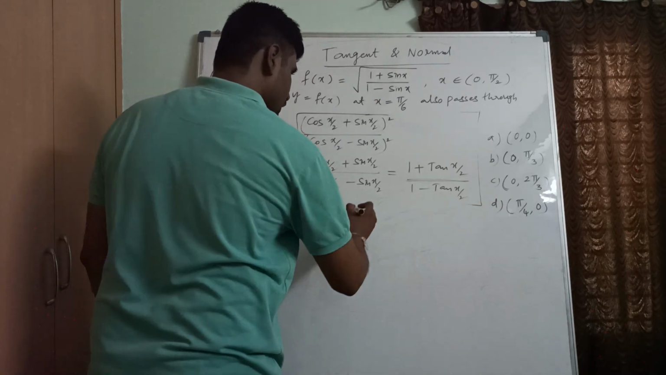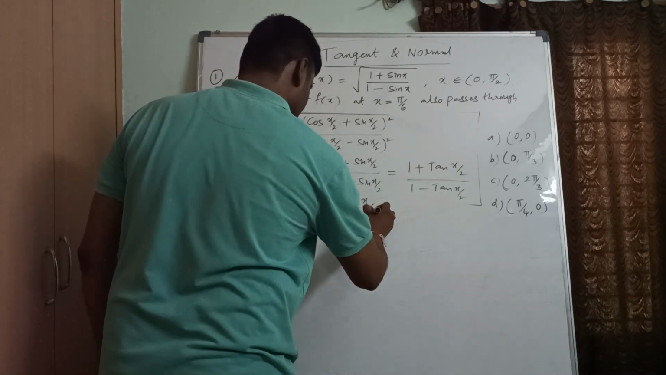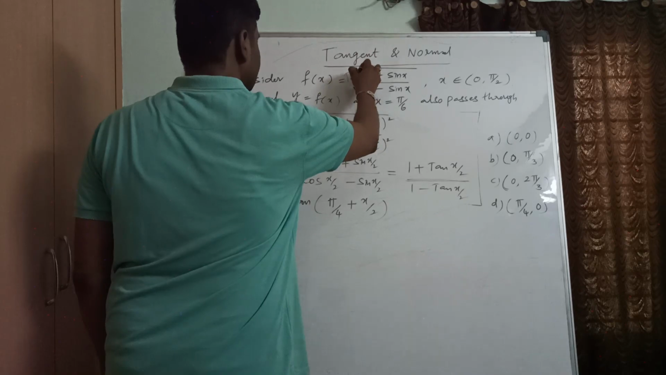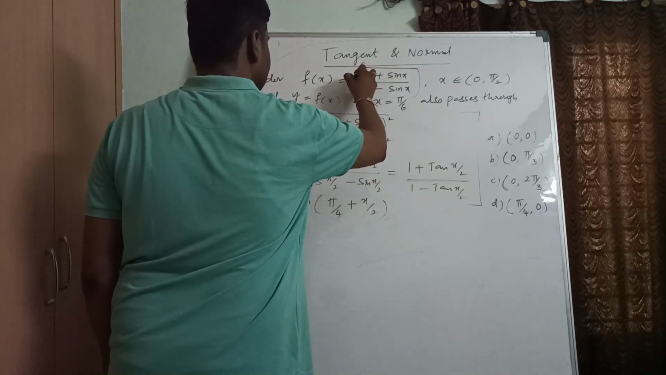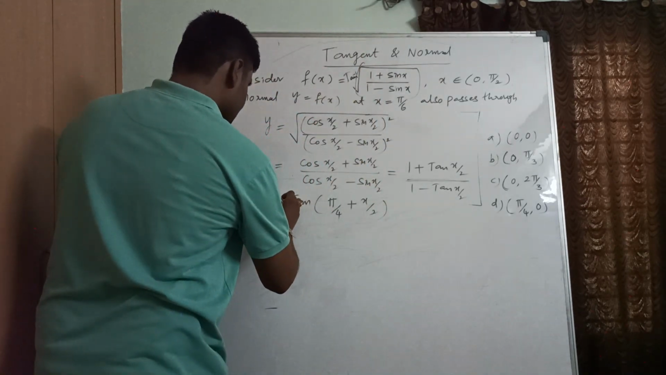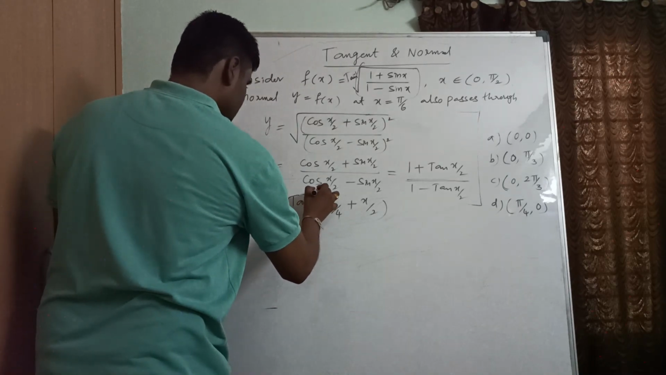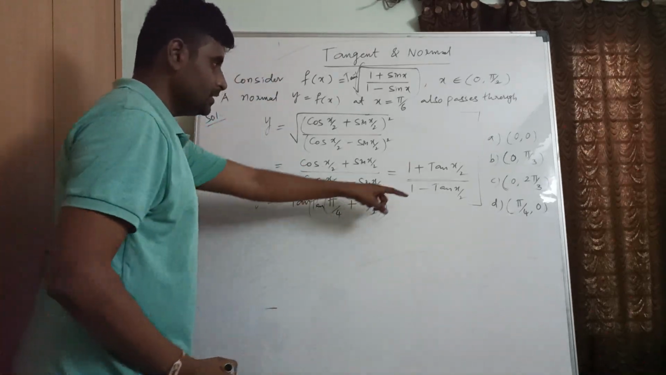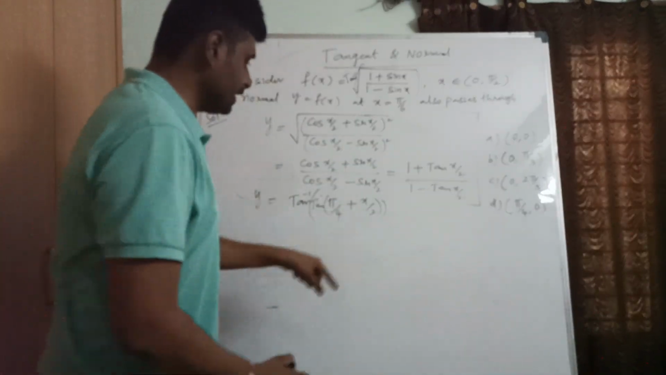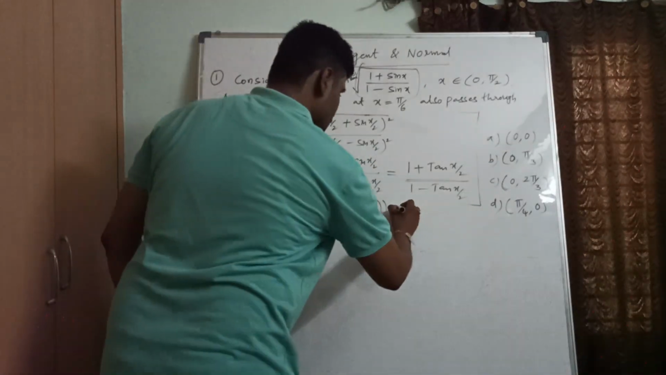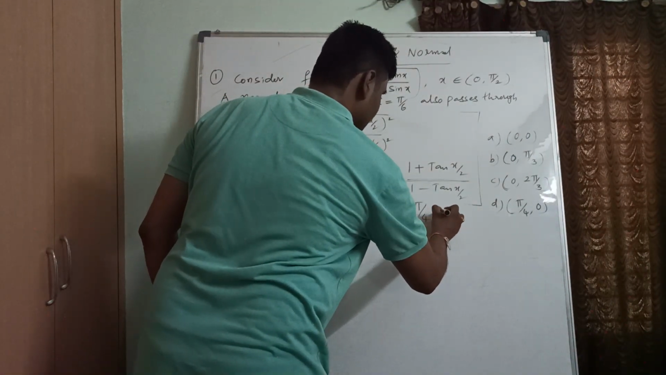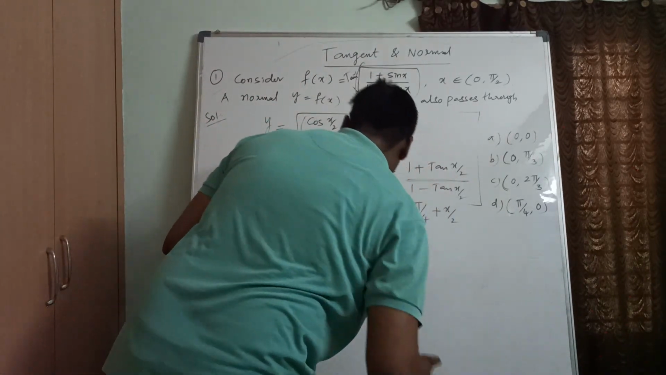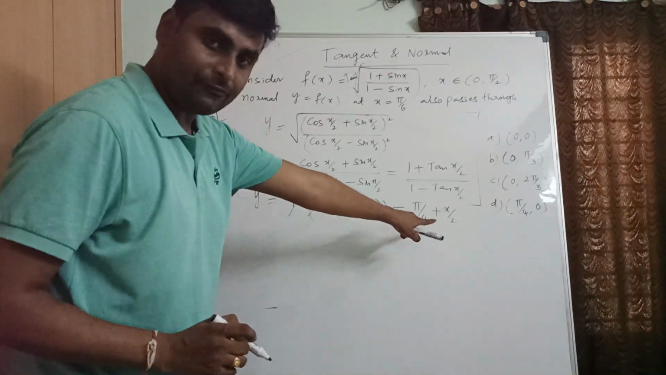45 plus x by 2. Okay? So sorry, here this is tan inverse of something. Now outside we have tan inverse of, so this is tan of (45 + x/2). So tan of 45 plus x/2 and tan inverse cancel. So finally what will we get? π/4 + x/2. Okay? So now this is our function, y = π/4 + x/2.